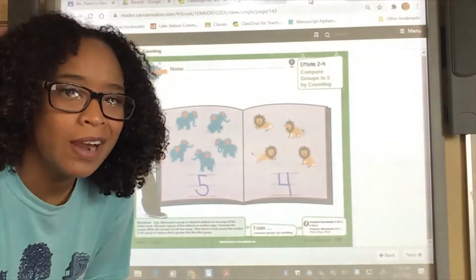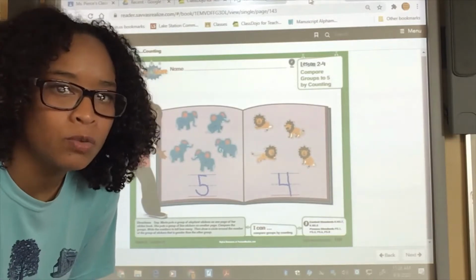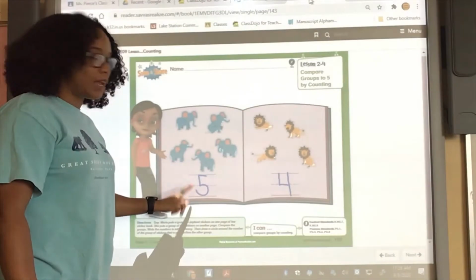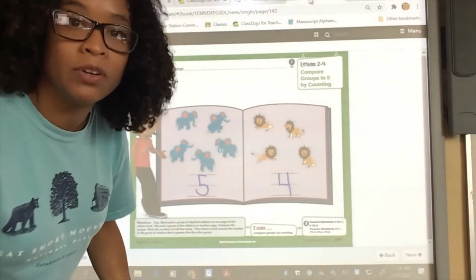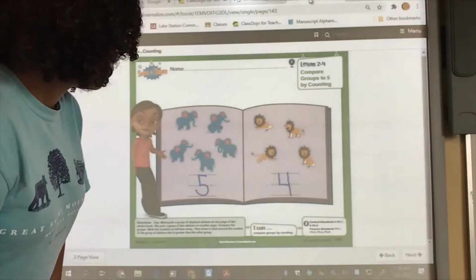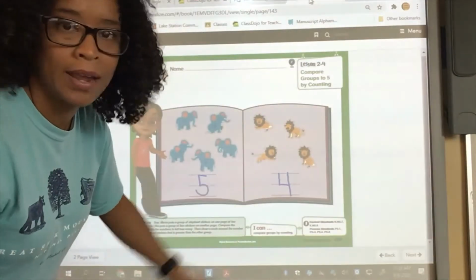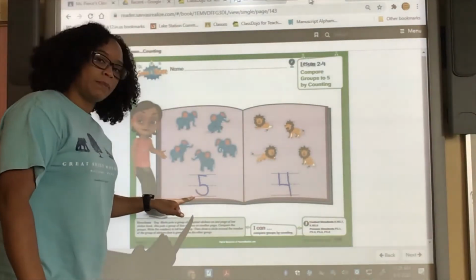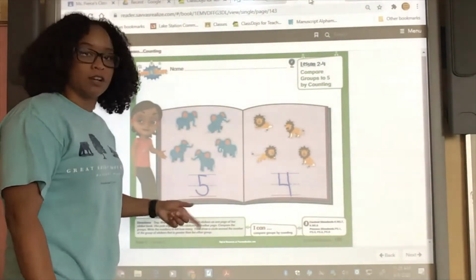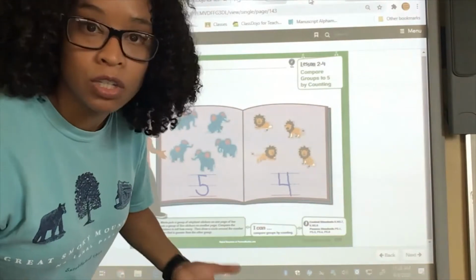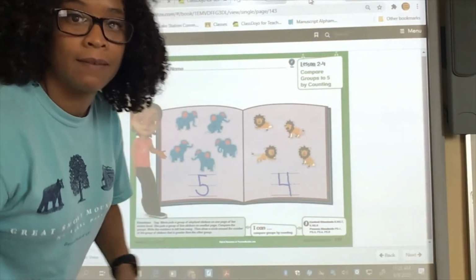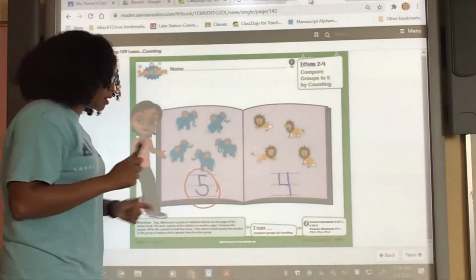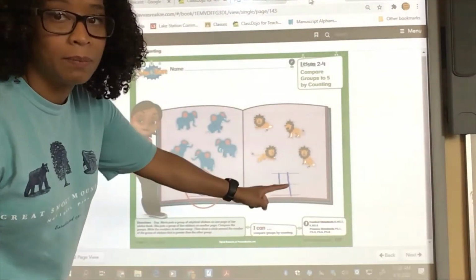So now let's figure out which group is greater. Which group is bigger? Which number is more? So we have 5 and we have 4. Which number is greater? 4? Nope. Number 4 is not greater. What about number 5? Number 5 is greater. So which number am I going to circle because it's greater or bigger? I'm going to circle the number 5. That number is bigger. It is greater than the number 4.